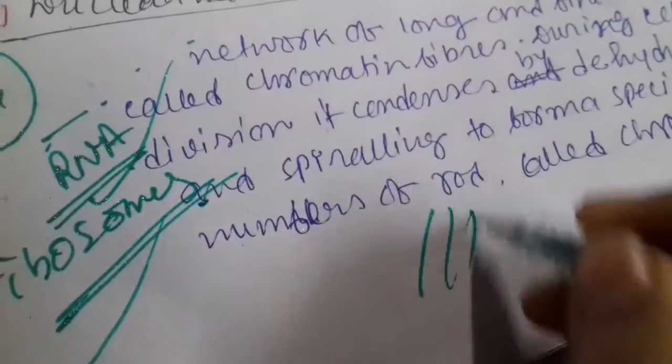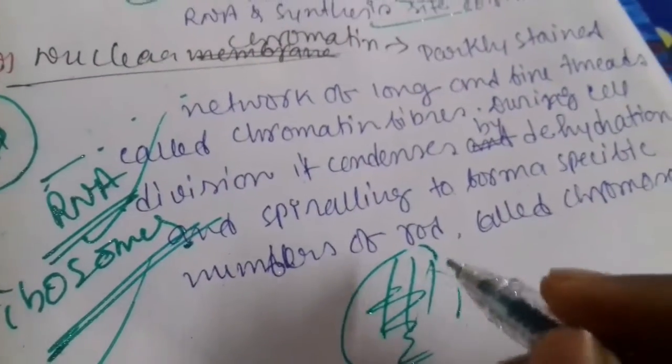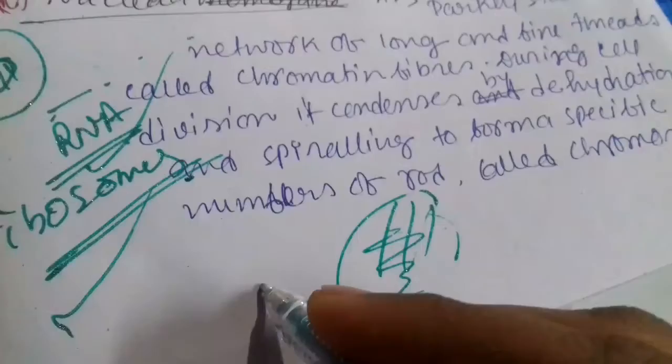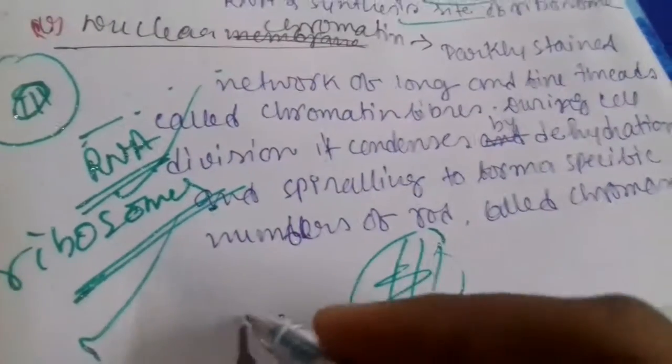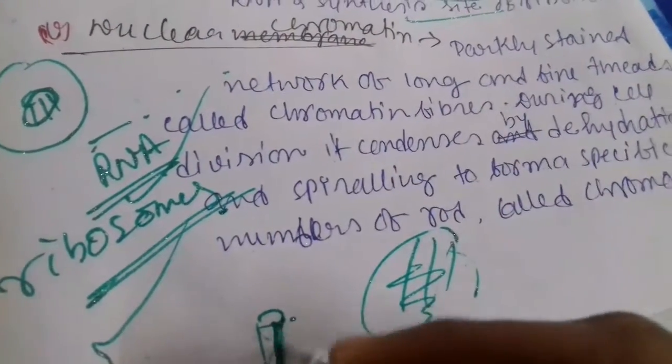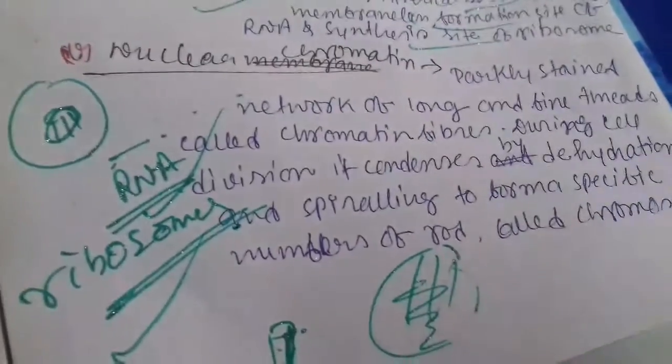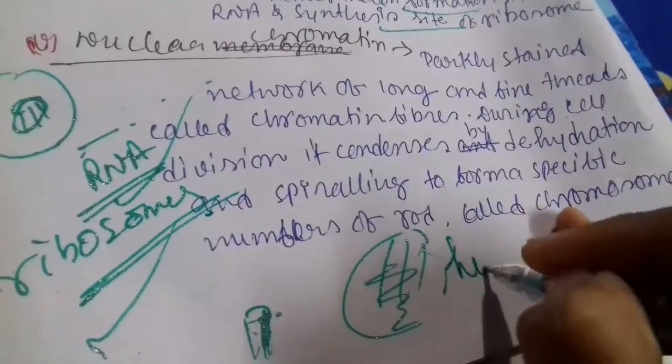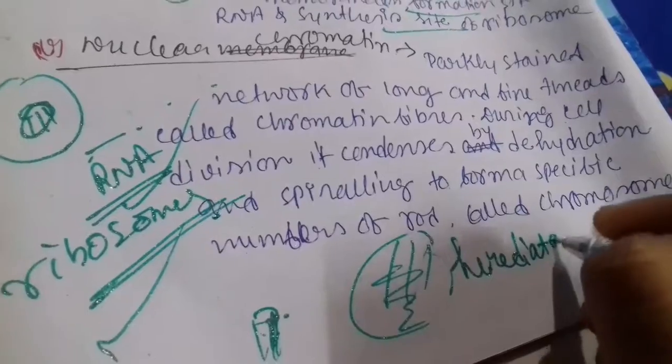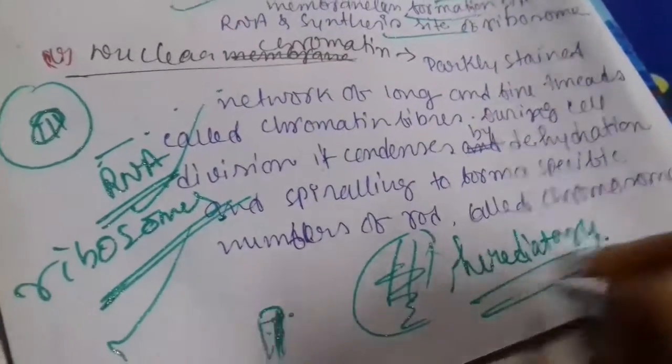And nucleochromatin, a dark stained network. During cell division, it condenses by dehydration and spiraling and forms chromosomes, which are hereditary materials that carry genes from parents to their offspring.